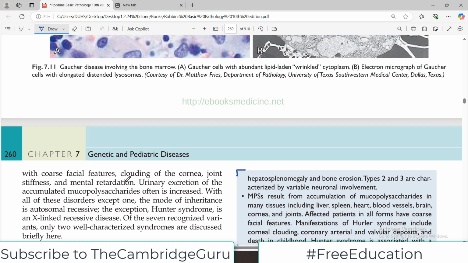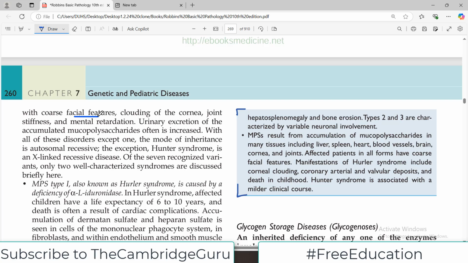Now most cases are associated with coarse facial features, clouding of the cornea, joint stiffness, and mental retardation. So that's a lot of symptoms there. Urinary excretion will also be noticed because there are increased levels of mucopolysaccharides. Okay, now there are a few which are very important for examination purposes and that you have to remember. Although there are so many, at least those few you must remember.